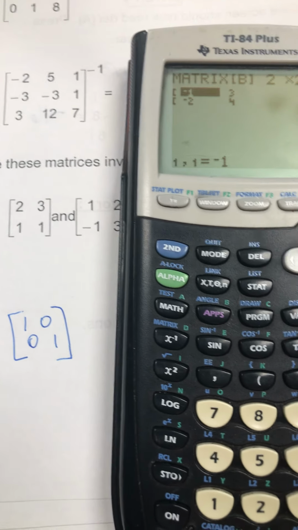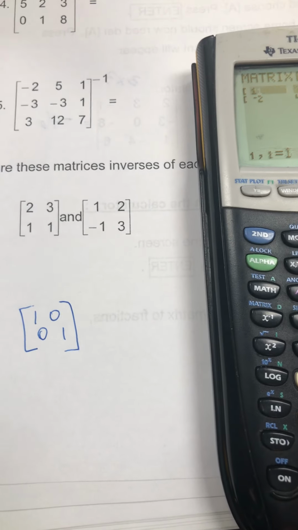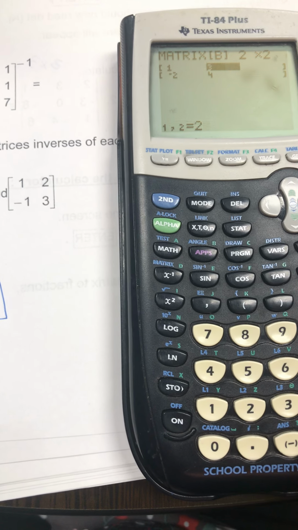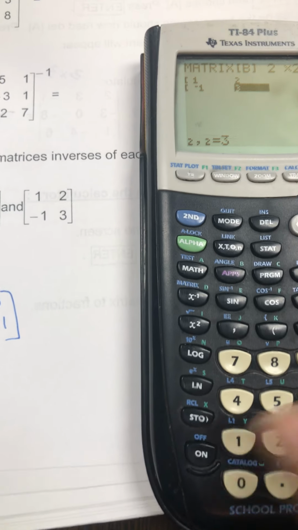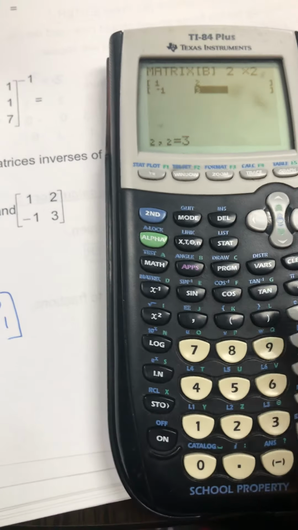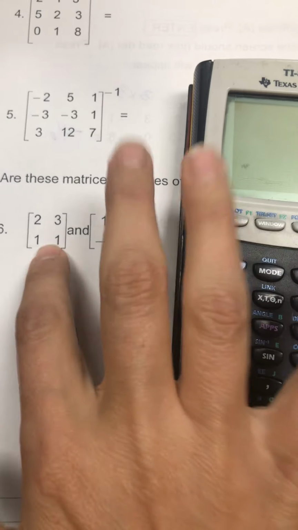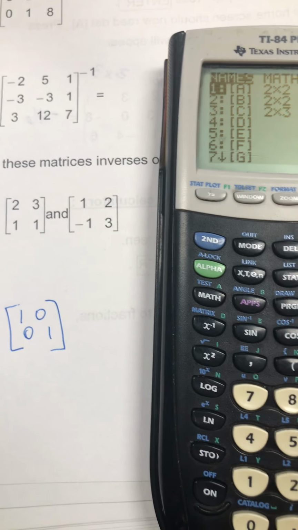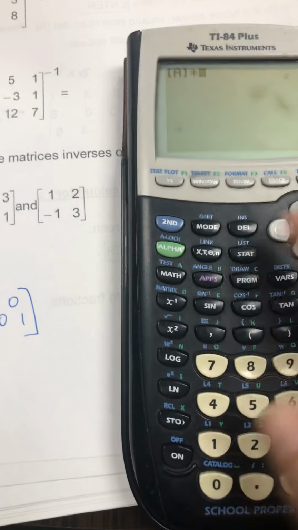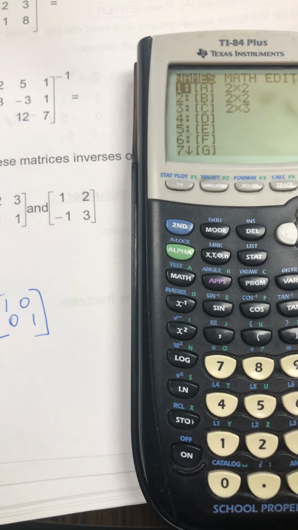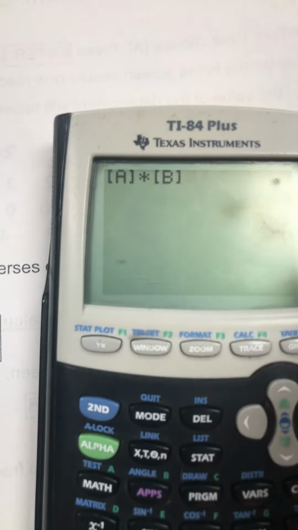But we need to type in the second value. 1, enter, 2, enter, negative 1, enter, and 3, enter. Okay, so now they all match. Double check, make sure. Okay, so they're all in. So we're going to go to second quit. Now you're going to multiply A times B. So you're going to choose A, just in the first screen, and we're going to multiply it by second matrix, and you're going to choose B this time. Enter. So now we have A times B.